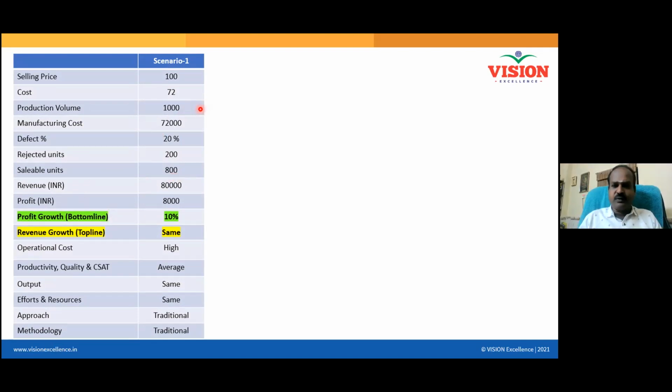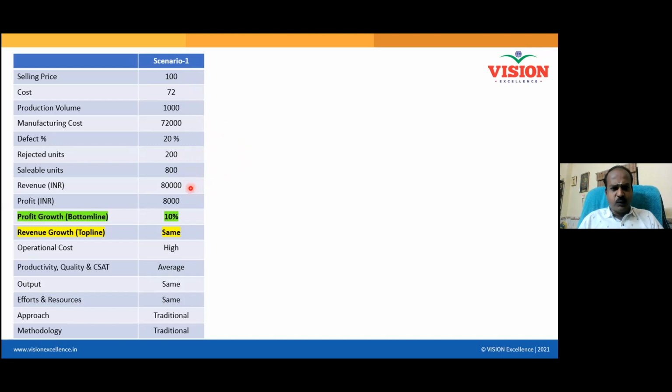And imagine a production volume of 1000 units, maybe per shift or per month or whatever, right? The production volume is 1000. So the total manufacturing cost will be 72,000 because the cost per unit is 72. Since you manufacture 1000, it is 72,000. Let us imagine the company currently has a defect rate of 20%. So what is 20% of 1000 units produced? 200. That is written here. So now the saleable units are only 800 because totally you produced 1000, 200 was rejected, and now the saleable unit is 800. Now what will be the revenue you will be able to generate? 800 units into the selling price, and that is going to be 80,000 rupees. Hope it is clear to all of you.